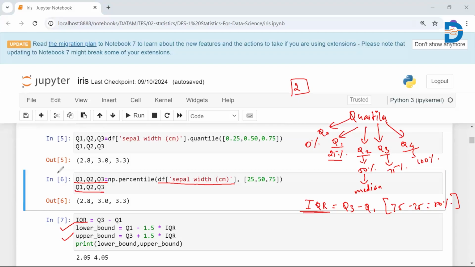Q1 minus 1.5 times IQR is calculated as the lower bound, and Q3 plus 1.5 times IQR is considered as the upper bound. So considering the sepal width, it has a lower bound of 2.05 and an upper bound of 4.05. So the values less than 2.05 and greater than 4.05 are considered as outliers. This is how we calculate the outlier part.